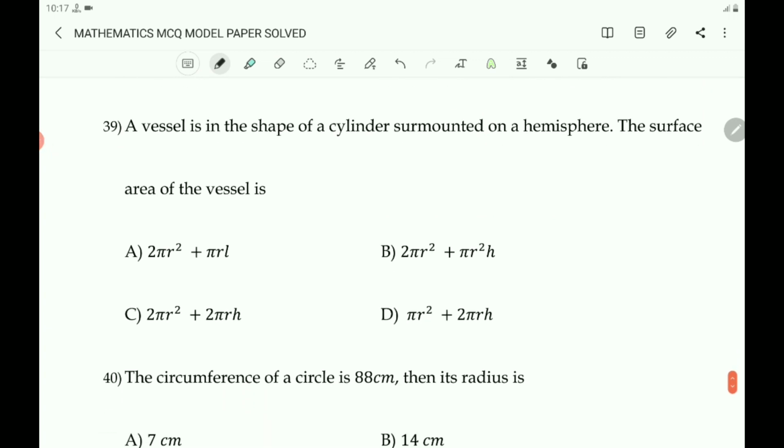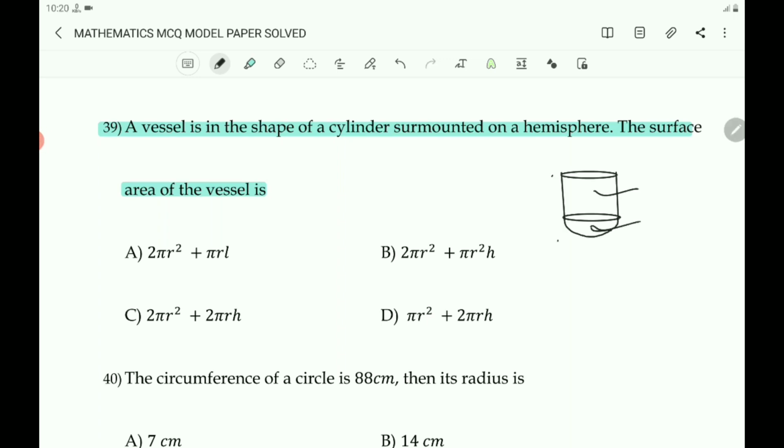Then you take question number 39. A vessel is in the shape of a cylinder surmounted on a hemisphere. Then the surface area of the vessel is. Here what is given? The vessel is in the shape of a cylinder surmounted on a hemisphere. Then the surface area of the vessel becomes the surface area of the cylinder plus the surface area of the hemisphere. The surface area of the hemisphere is 2 pi r square, plus the surface area of the cylinder is 2 pi r h.